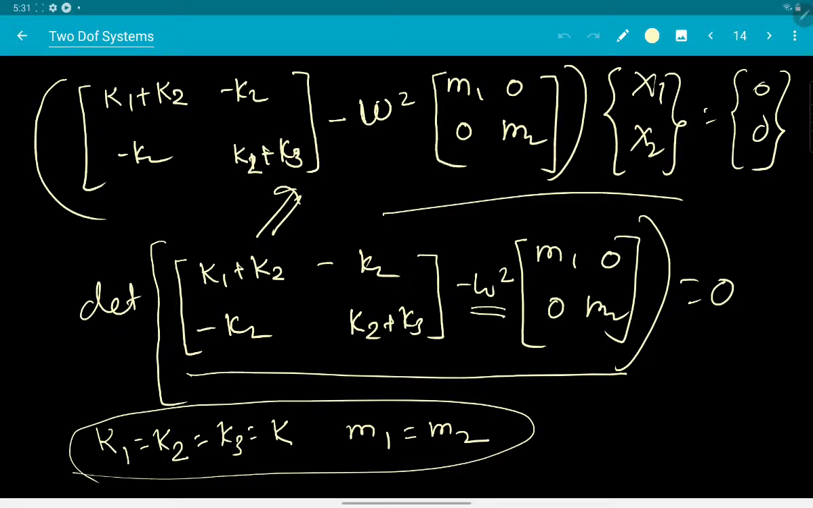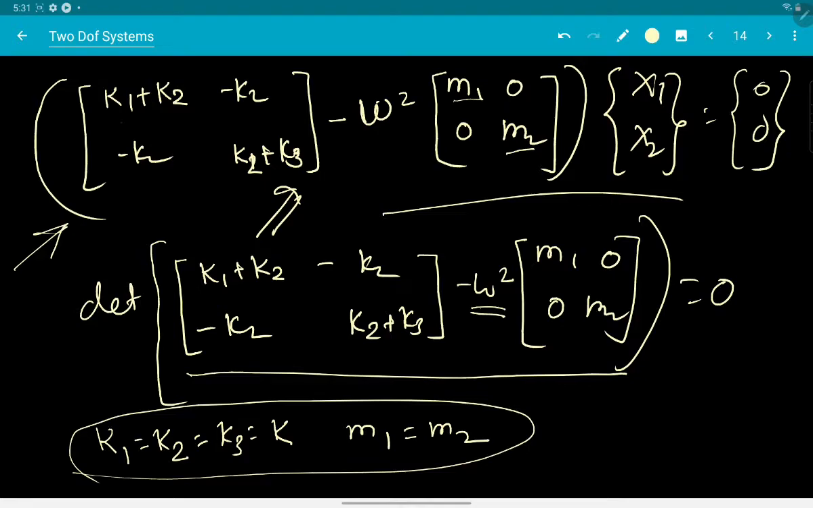Students, in the last class we were talking about a 2 degree of freedom system, in which we initially considered two masses m1 and m2 and three springs k1, k2 and k3, and we derived a set of equations for that. We assumed that if x1 and x2 are to be harmonic, then we end up with this kind of condition.